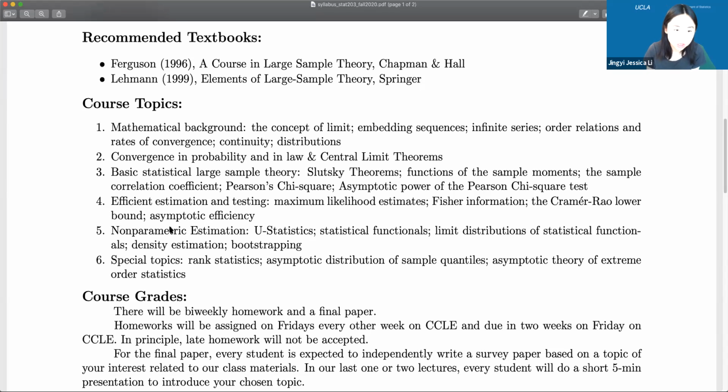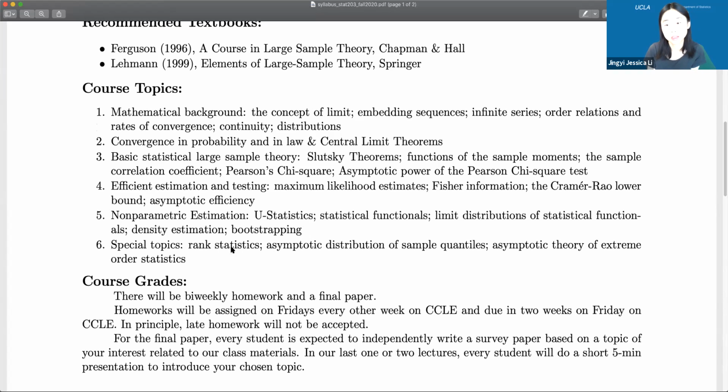If we have time, we will talk about U statistics, statistical functionals, and density estimation. Probably we won't have time for that. But bootstrapping is something I want to cover. And also rank statistics, sample quantiles, and extreme order statistics.